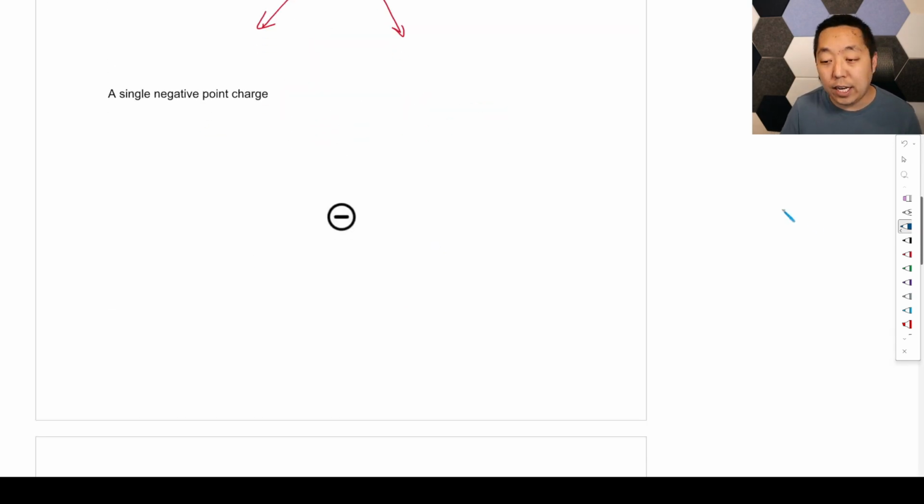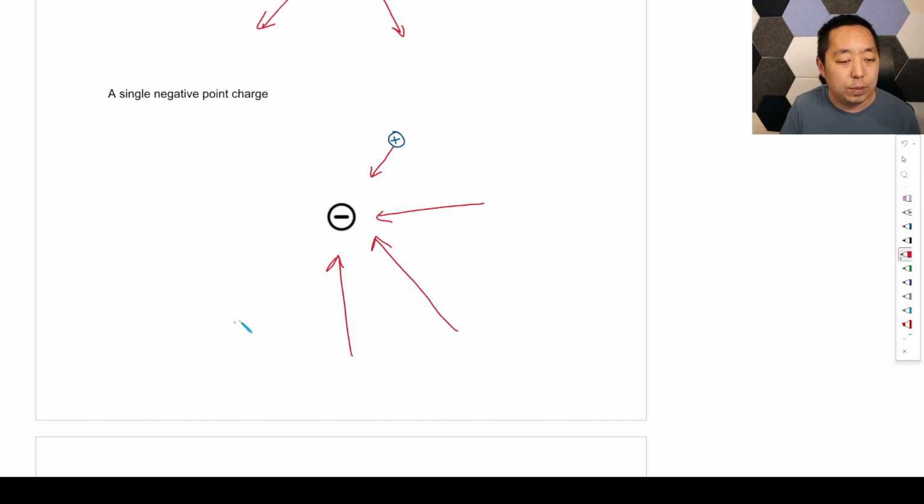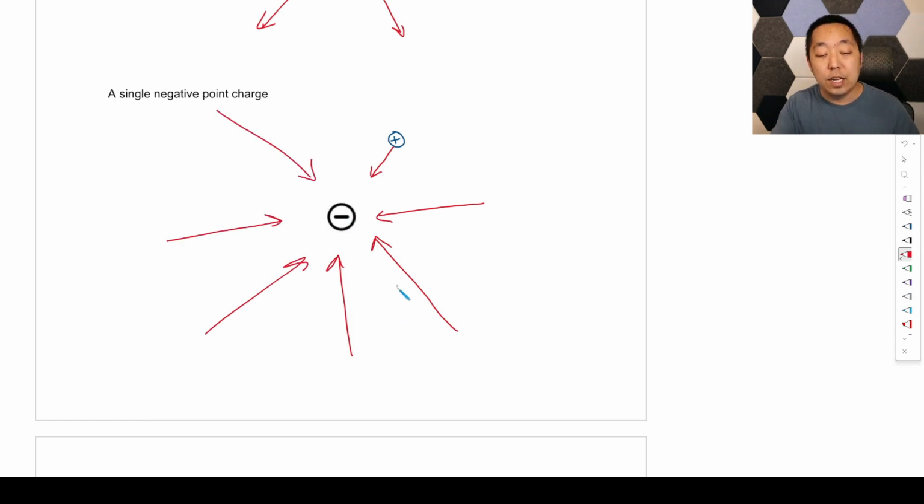How about a single negative charge? Well, if I were to put a positive charge here, then it would be drawn towards it, and that would be radially always being drawn towards it. So the electric field lines are going to be drawn towards it, kind of like the opposite of the single positive charge. If I put a positive charge anywhere along here, it's going to be attracted to that negative charge, being pulled in that direction if that's the only charge there.